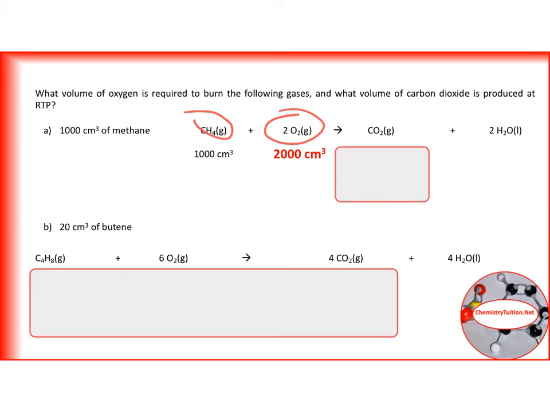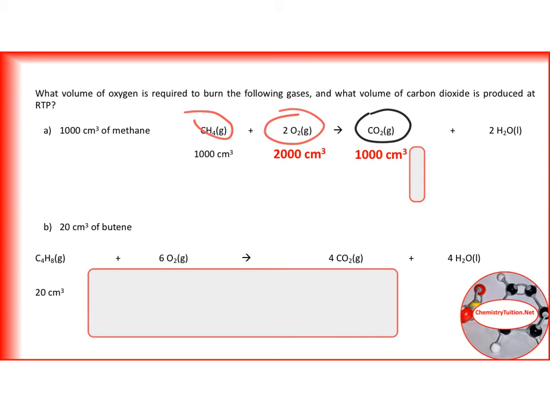In terms of the volume of carbon dioxide produced, you can see the ratio between methane and carbon dioxide is a 1:1 ratio. Therefore, I am going to produce 1,000 centimeters cubed of carbon dioxide. If you felt confident with that example, have a go at B, where you've got 20 centimeters cubed of butene. Again, you need to find the volume of oxygen and the volume of carbon dioxide produced. Let's go through that one.